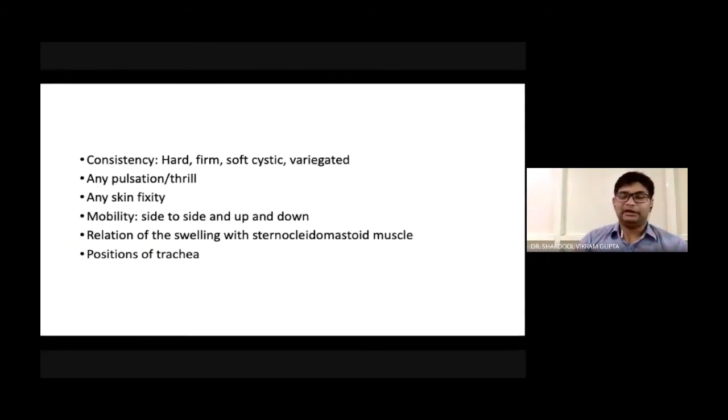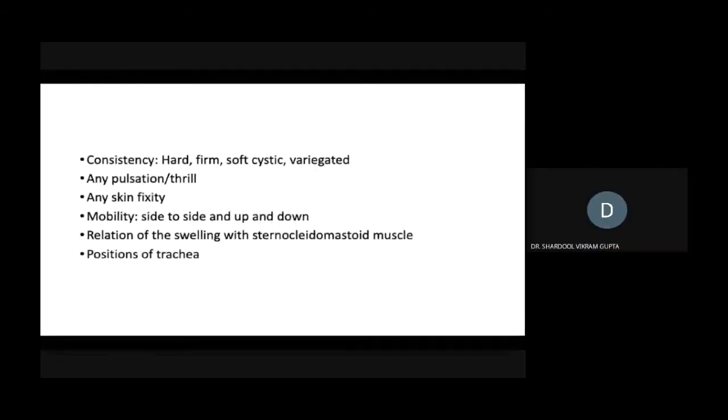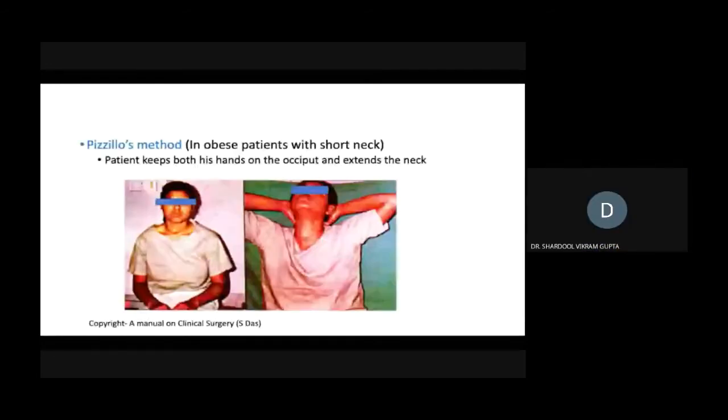It will be visible on inspection. Then you will palpate. The method of palpation is that you put the index finger on one sternal prominence, the ring finger on the other, and you palpate the trachea with the middle finger, and look whether the tracheal ring is centrally placed or not. Or you will put the stethoscope and ask the patient to breathe in. The breathing method is done in obese patients with a short neck. The patient keeps both hands on the occiput and extends the neck.